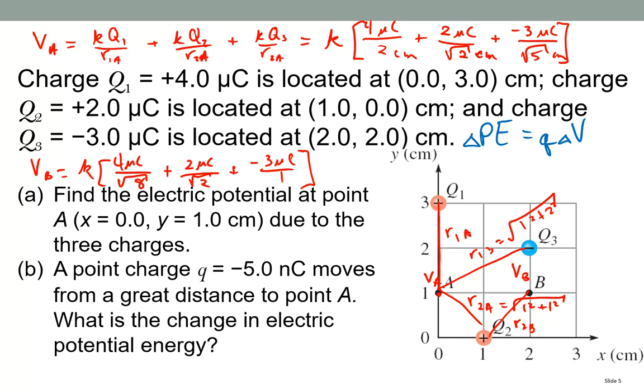But if you didn't have this statement from a great distance, you couldn't answer it. Right? You have to have a starting point and an ending point, otherwise you can't get what your delta V is. You could have done from A to B. You'd have a starting point and ending point. So you have to have a starting point and ending point.